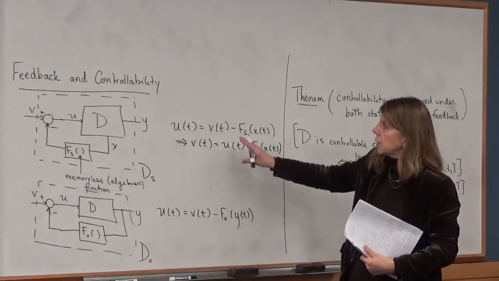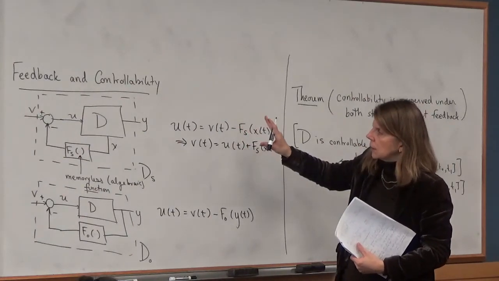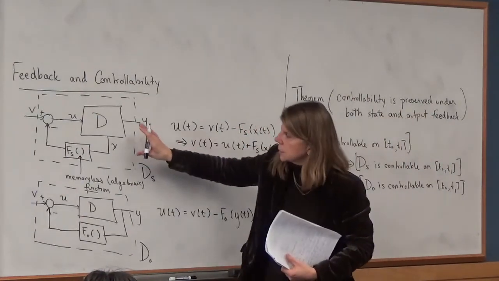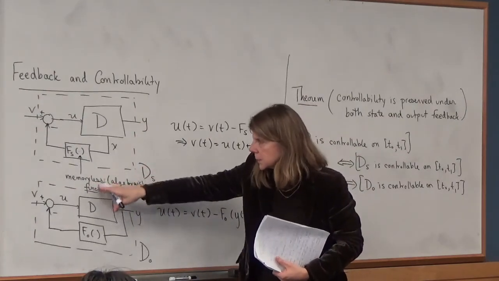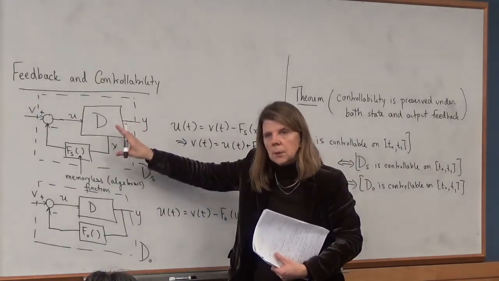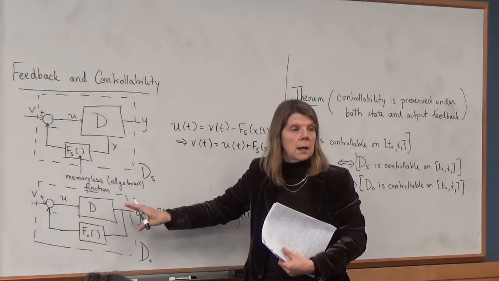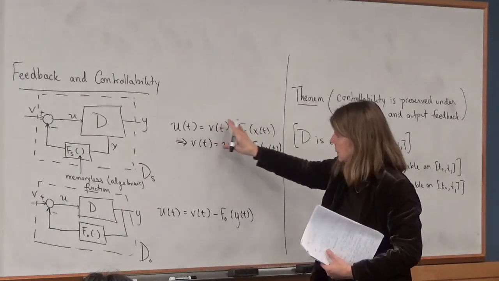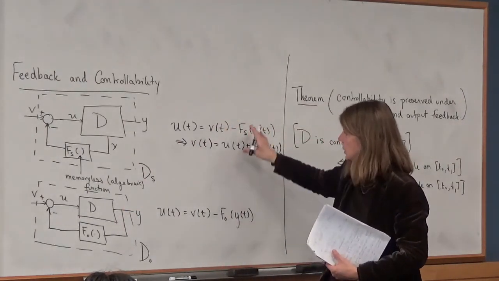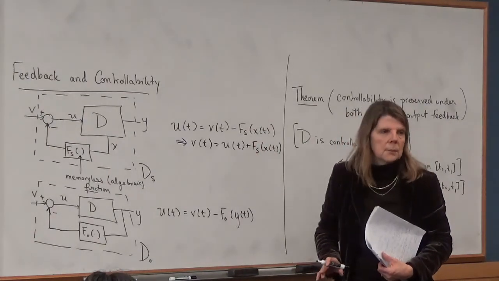But the crux of the matter is that controllability is preserved under state, well, in this case we've looked at memoryless state and output feedback, just because of the fact that we can write down these equations and Fs and Fout are known maps.